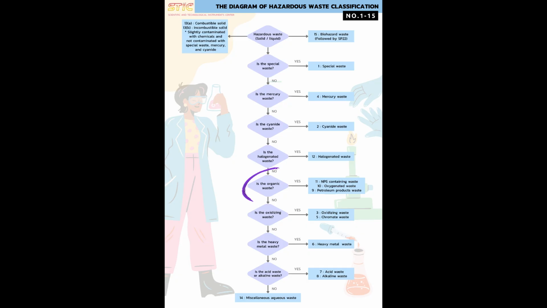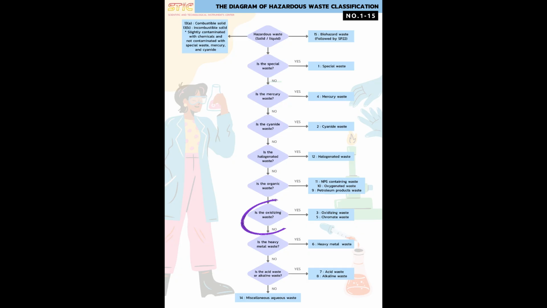Then ask, is it organic waste? If yes, you must determine which group it belongs to. Category 11, NPS-containing waste, for compounds containing nitrogen, phosphorus, or sulfur, such as dimethyl sulfide or dimethylformamide. Category 10, oxygenated waste, for alcohols, ketones, ethers, and aldehydes, like ethanol, acetone, or methanol. Category 9, petroleum product waste, for hydrocarbons, such as hexane, toluene, or benzene. If it's not organic, continue down the chart.